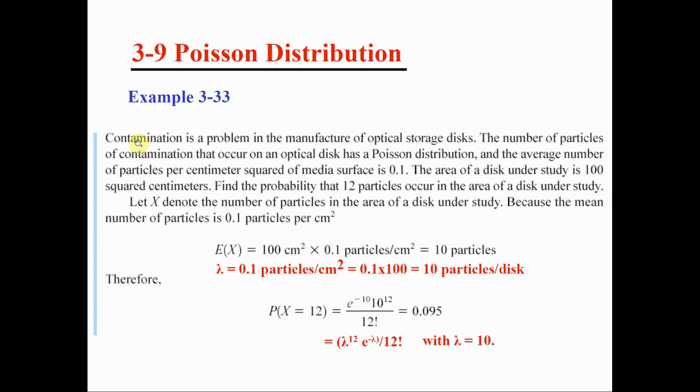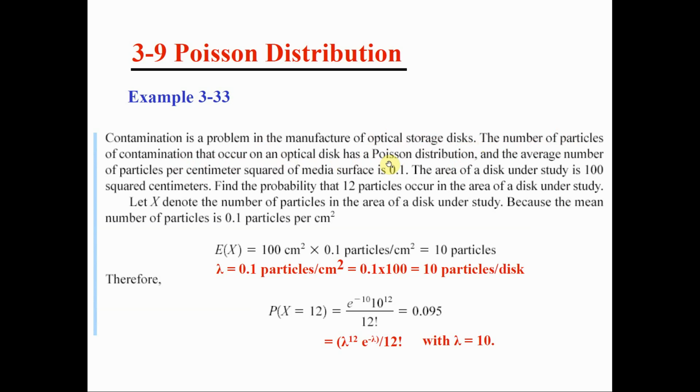The problem says contamination is a problem in the manufacture of optical storage disks. Do you know the CDs, optical storage disks? Sometimes the material from which this disk is made has some contamination particles. If we have some contamination particles, then the optical storage disk, the CD, might face some problems. So what does this question say? It says the number of particles of contamination that occur in an optical disc has a Poisson distribution.